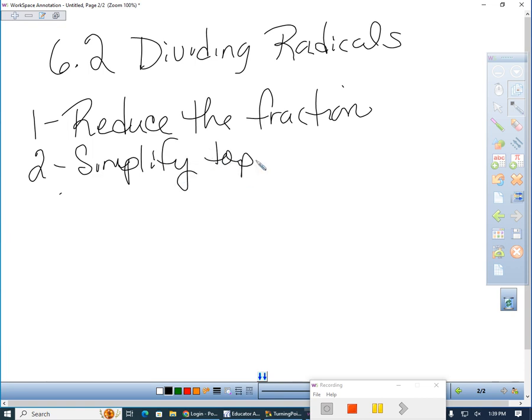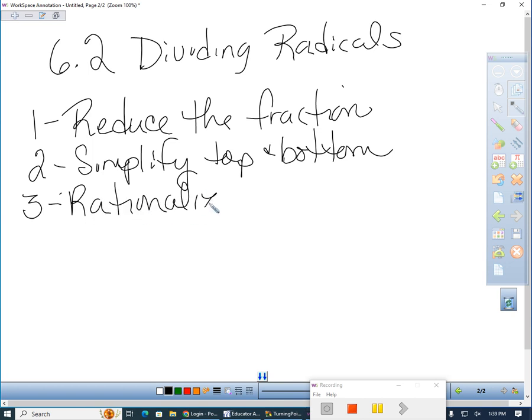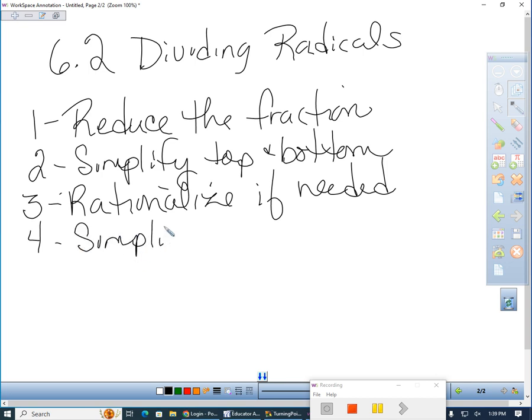Top and bottom. Step 3, rationalize if needed. Rationalize as if you still have a radical in the denominator, right? And then step 4, simplify again. Because sometimes when you do all that other stuff, you end up having to simplify one more time.